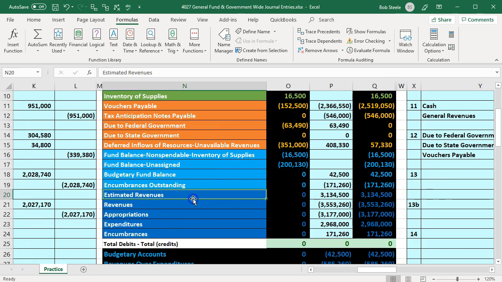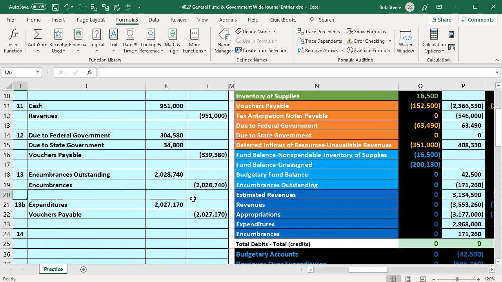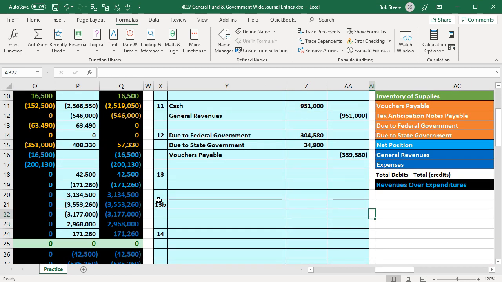Now we're going to say, well, what's going to happen to the government-wide activity? Note the government-wide activity is not going to have any of this encumbrances business. And then we're just going to record what the normal transaction would be, which would be expenditures or expenses for government-wide and the vouchers paid. So let's do that. We're going to go back over here and we're going to say we are on the government-wide types of transactions now.